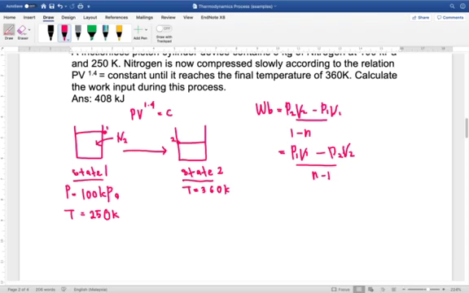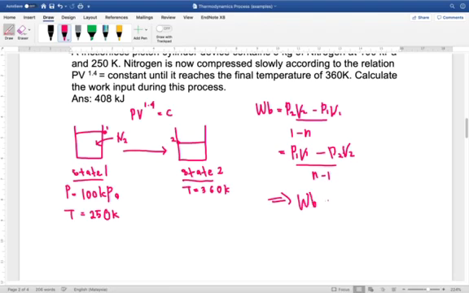We have P1 but we don't have P2. We have temperature but we don't have volume. So this formula is not suitable to find boundary work. So another alternative is we use this formula.